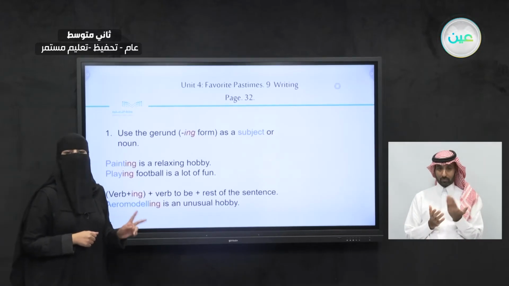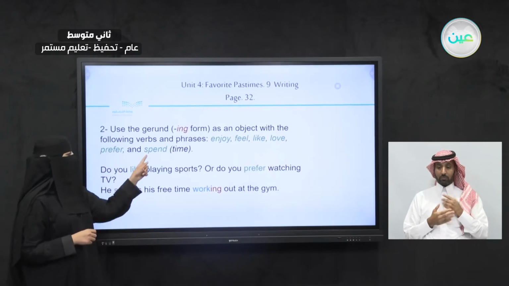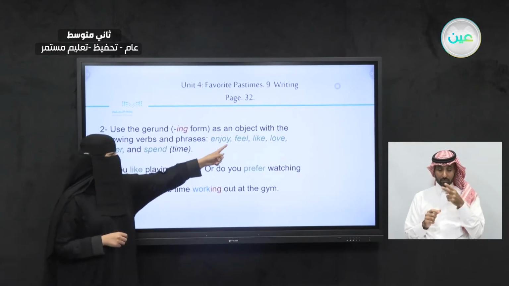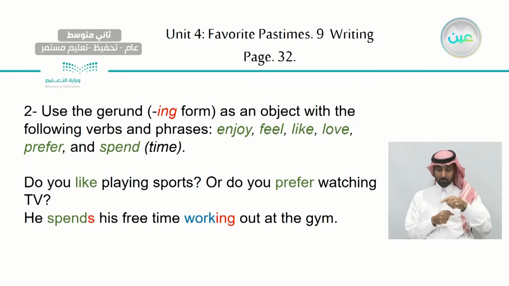Now, let's take a look at the second use of the gerund. Use the gerund ing form as an object with the following verbs and phrases. The words enjoy, feel, like, love, prefer, and spend time. So when we see these words before, the gerund is used as an object. Like this. Do you like playing sports? This is a question. Look at the verb here, play plus ing, as if it's an object. Do you like playing sports? Or do you prefer watching TV?